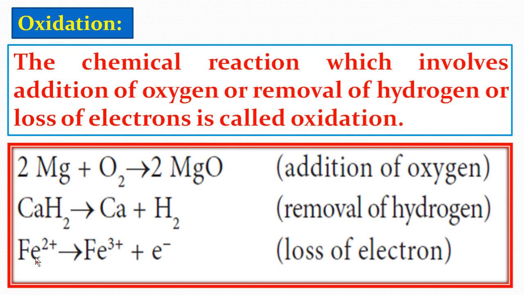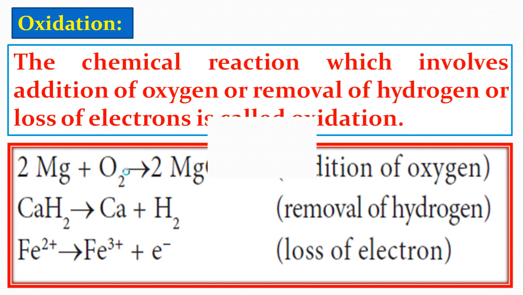The third one, loss of electrons: Fe2+ loses one electron to form Fe3+. So it is a loss of electrons. That is called oxidation. Now come to the reduction.